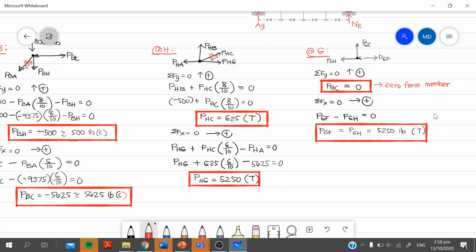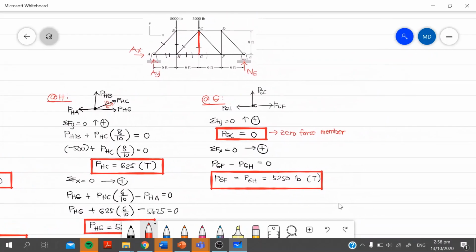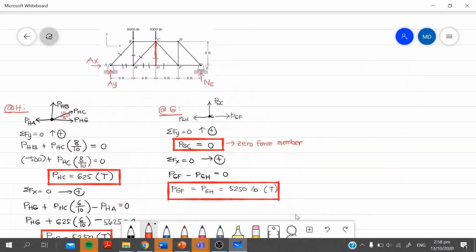Alright, we're done with joint G. Now, let's move on to, what's after joint G? Joint C naman. Okay, so at joint C, what are the forces that are attached to it?